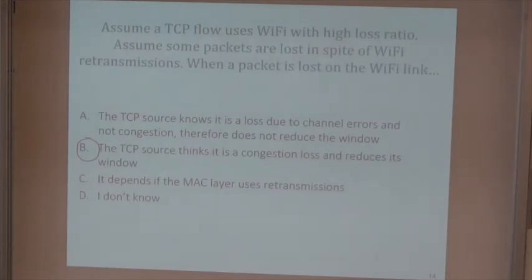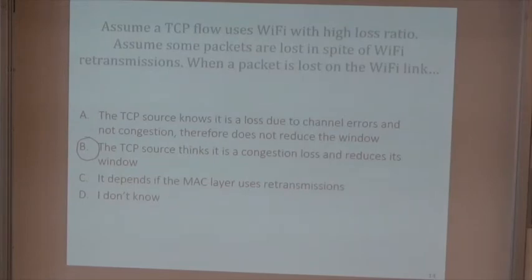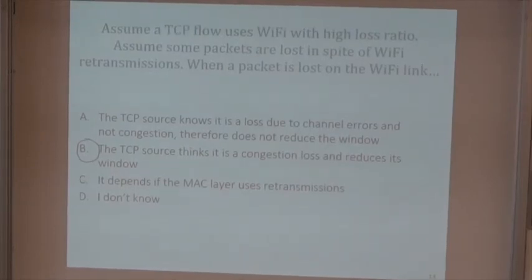Second is that even if it would be on the machine, there is no link between Wi-Fi and TCP, at least in what we have seen. One could imagine making that link, but today there is not. So it doesn't know, right? So the answer is unfortunately B, which is unfortunate. It means whenever there's a loss, it's interpreted as congestion, right?